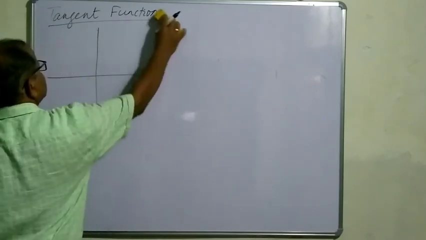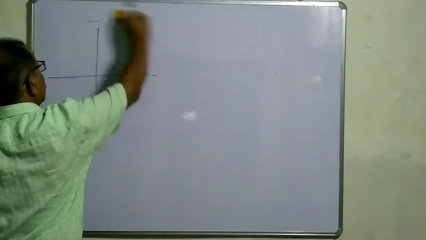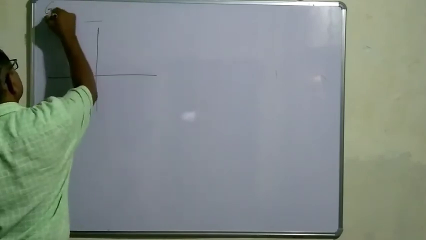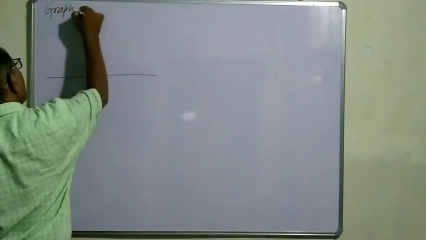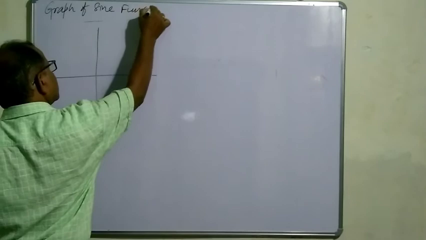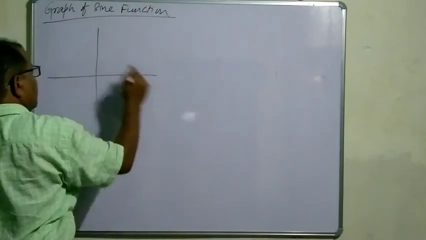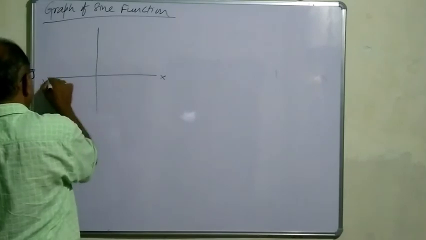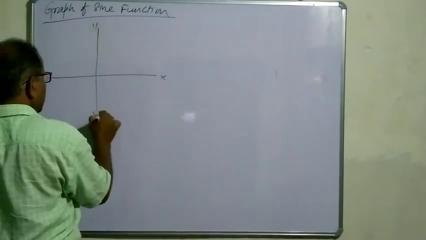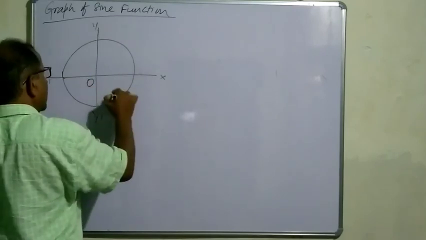So let us first discuss the graph of the sine function. Our coordinate plane is like this. Y dash. Let us consider a circle of radius r.